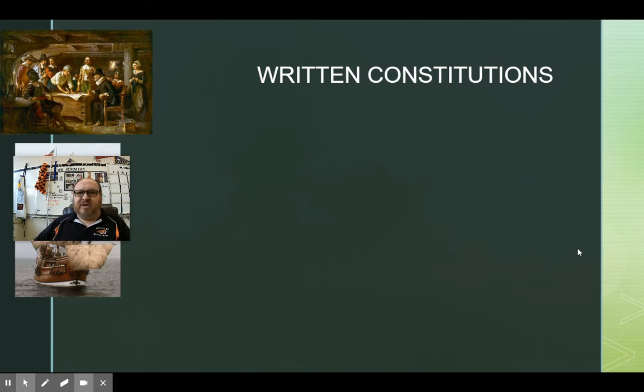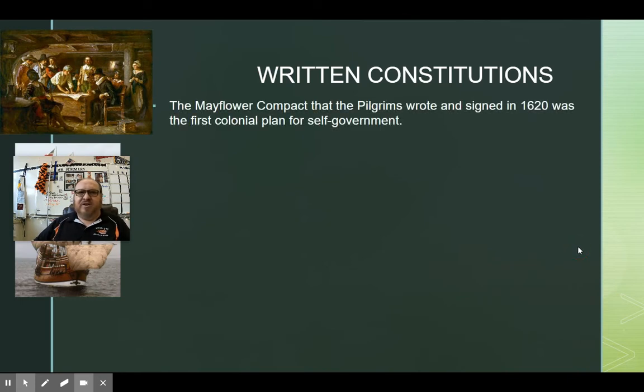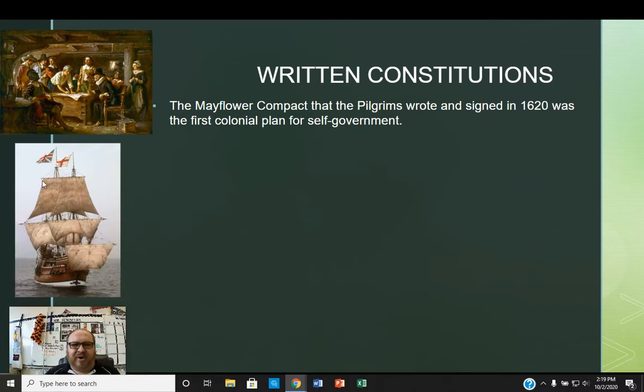So, how did we get to written constitutions? Well, starting off, Mayflower. Okay? Back in 1620, when the Pilgrims came from England to what is now Massachusetts, they signed what's called the Mayflower Compact. So they got together, it's this picture right up here, on the Mayflower. There's the boat right there. There's the Mayflower, or a replica of it.